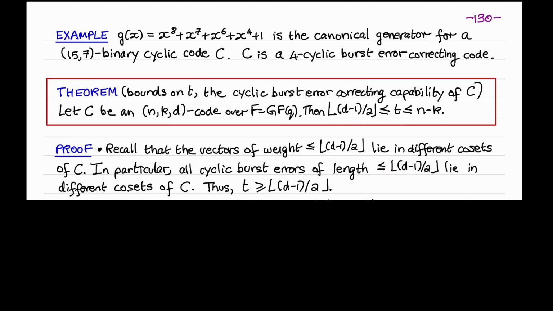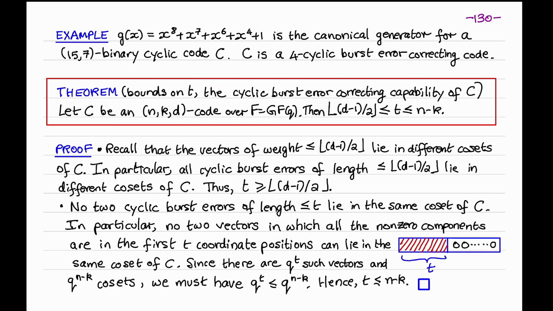Recall that the vectors of weight at most (d minus 1) over 2 lie in different cosets of C. In particular, all cyclic burst errors of length at most (d minus 1) over 2 are also vectors of weight at most (d minus 1) over 2, and hence they too must lie in different cosets of C. It follows that T is at least equal to (d minus 1) over 2. Let's prove the upper bound on T next.